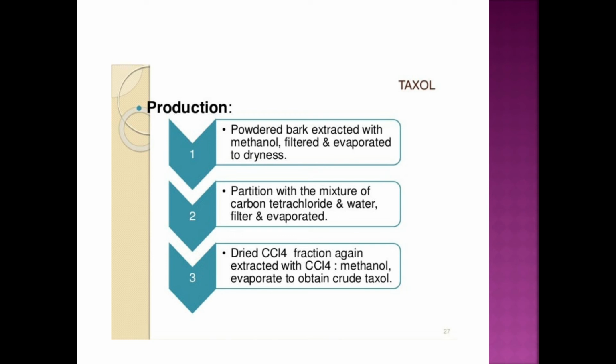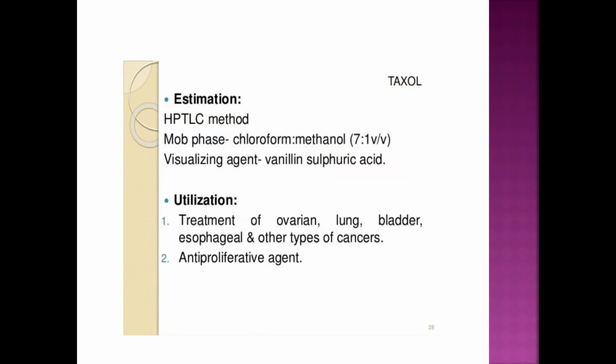That means we have to concentrate the extract. In the second step we partition this extract with a mixture of carbon tetrachloride and water, then again filter and evaporate. Then we take the dried CCl4 fraction, extract again with carbon tetrachloride to methanol, and evaporate to obtain the crude Taxol.